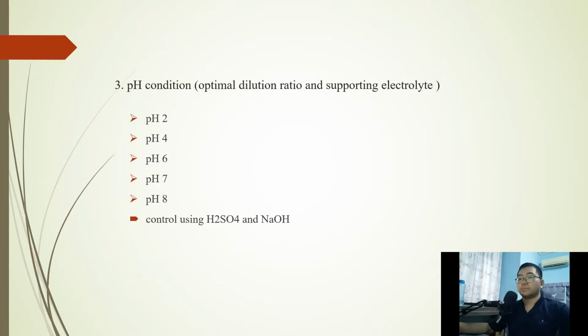The pH condition of the solution will also affect the efficiency of the PFC. Therefore, several pH conditions are chosen from acidic to alkaline to determine the efficiency of the PFC. The pH of the solution will be controlled by using sulfuric acid and sodium hydroxide.